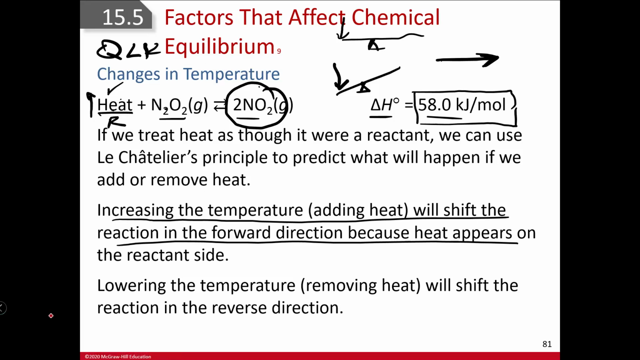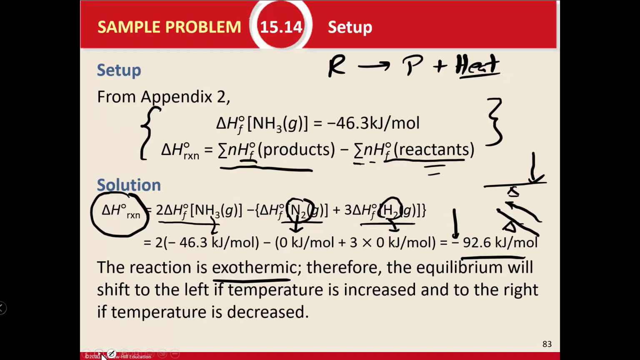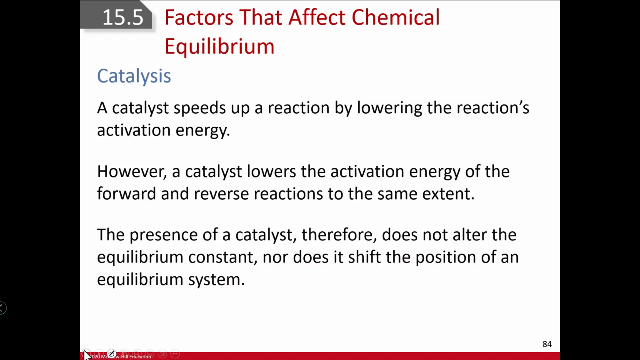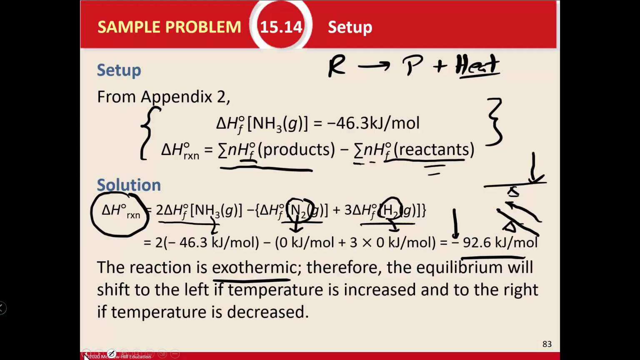But this other reaction, so this is an endothermic reaction. The one we just looked at, though, was an exothermic reaction. We calculated that it was exothermic. And how do we know? Because it's a negative value right there. And so if we increase the heat, it's going to go in reverse.